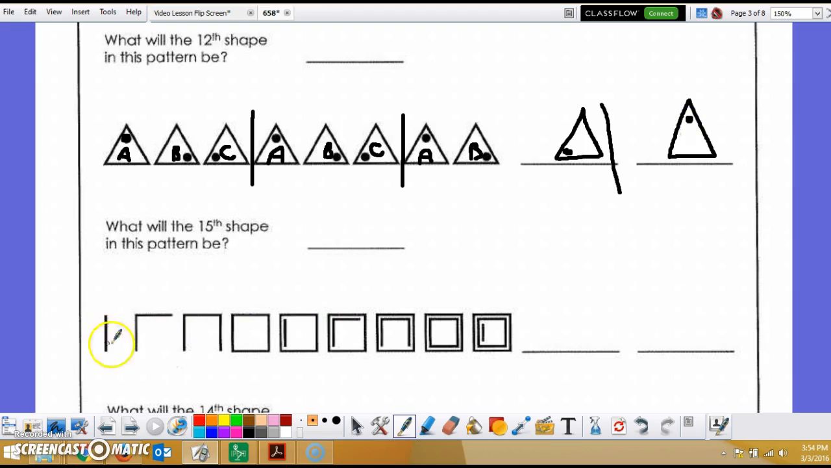The same thing goes for something like this. You start out with a line straight down. That could represent the number 1. Line across, number 2. Line down to the right, number 3. Completing the square, that's number 4.